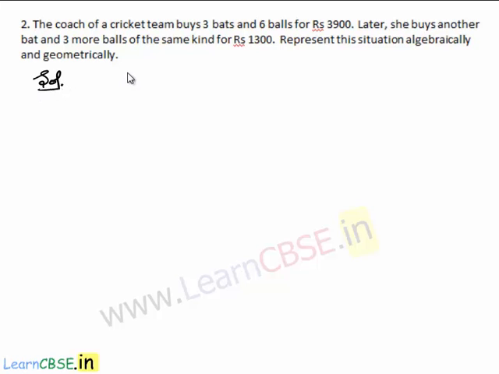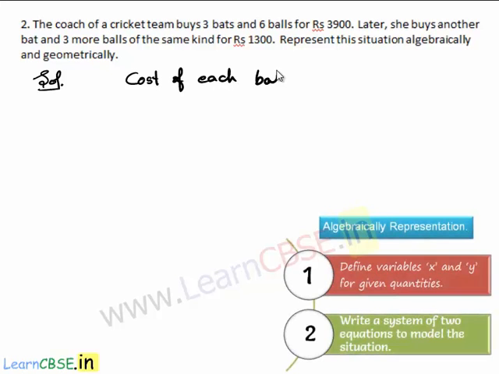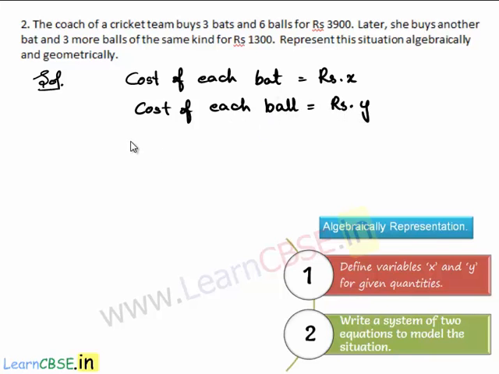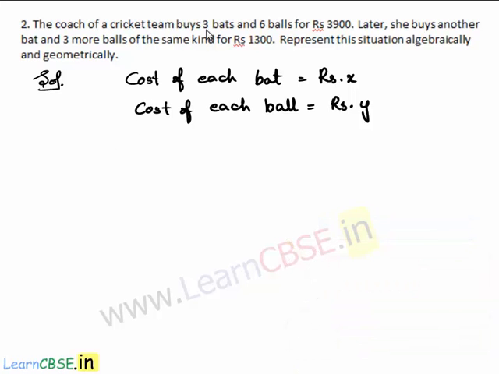So let us assume that the cost of each bat is equal to x rupees, and the cost of each ball is equal to y rupees. Now, according to the given condition, the cost of 3 bats and 6 balls is 3,900 rupees. So, the cost of 3 bats can be written as 3 multiplied by x and the cost of 6 balls can be written as 6 multiplied by y. The total cost is 3,900 rupees.